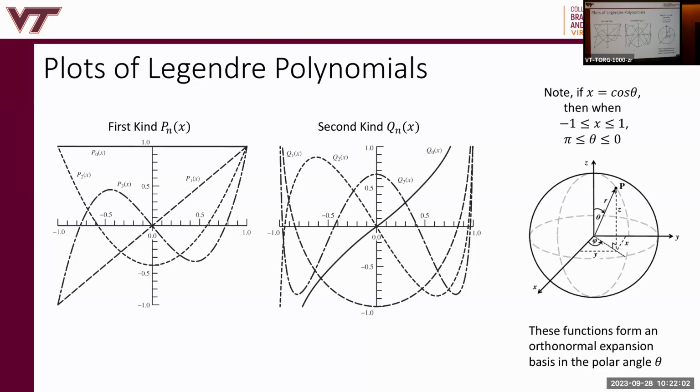So these are polynomials that are orthogonal, and you can think of them as being constructed using what's called Gram-Schmidt orthogonalization from a power series. So they're orthogonal polynomials.